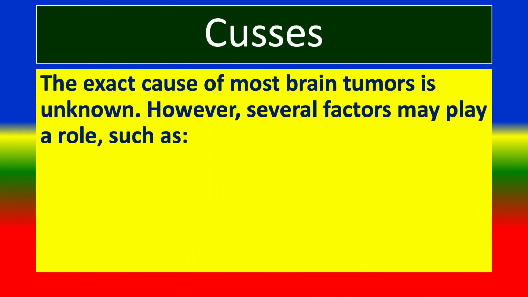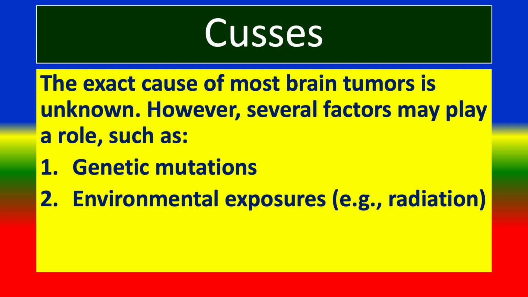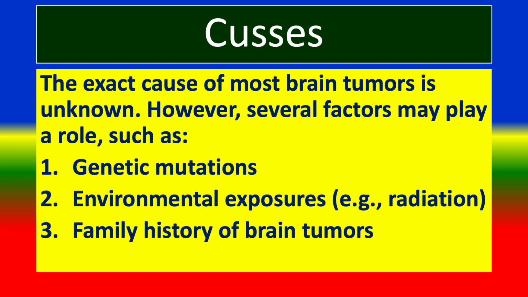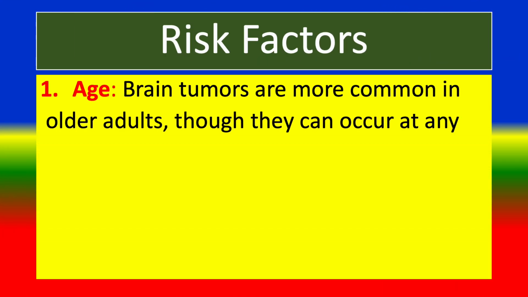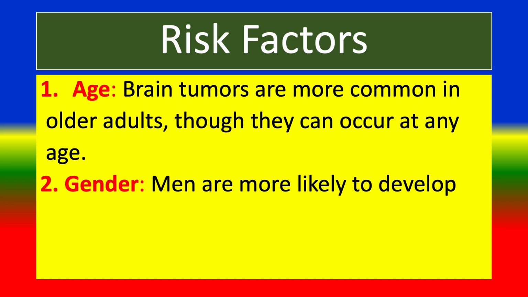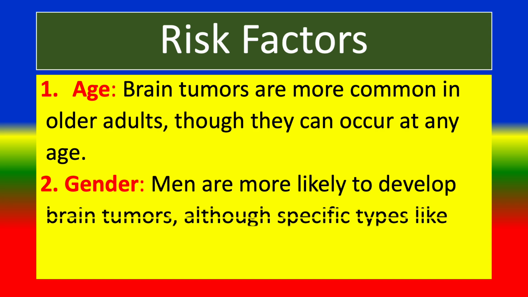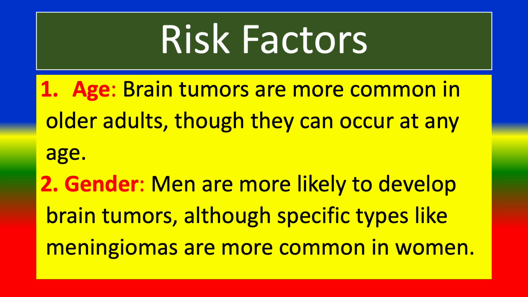Causes: the exact cause of most brain tumors is unknown. However, several factors may play a role, such as 1. Genetic mutations. 2. Environmental exposures, for example radiation. 3. Family history of brain tumors. Risk factors. 1. Age. Brain tumors are more common in older adults, though they can occur at any age. 2. Gender. Men are more likely to develop brain tumors, although specific types like meningiomas are more common in women.